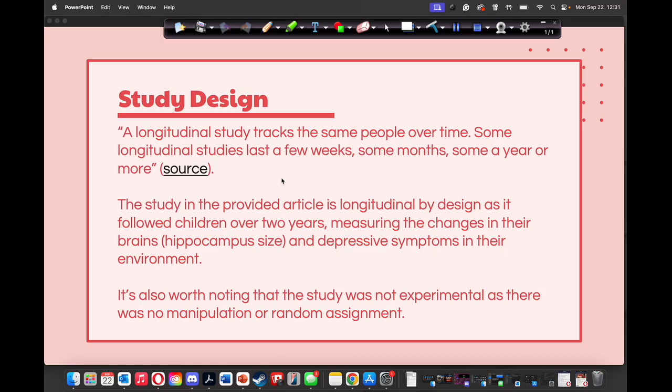Again, these individuals that were participating were the same over the course of 2 years. It's not super clear on how they chose these individuals, other than the fact that they looked for children between the ages of 9 and 11.